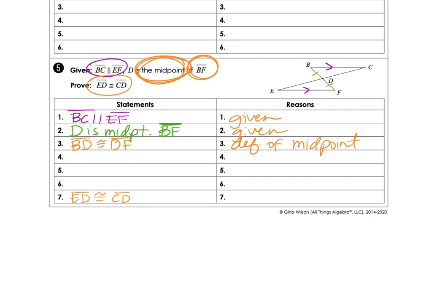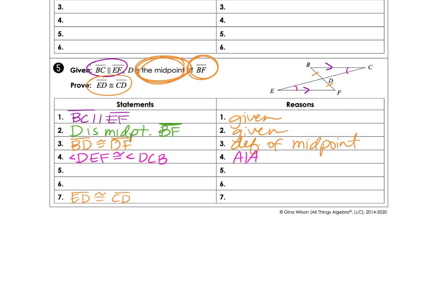Use your given information. What'd you do, Haley? I did angle DEF is congruent to DCB because of AIA. Angle DEF and DCB. Yeah. Angle DEF is congruent to angle DCB because those are alternate interior angles. The only way you know that is because they told you the lines were parallel. If the lines are parallel, then you're going to get AIA or CA. In this case, those are alternate interior angles, okay?